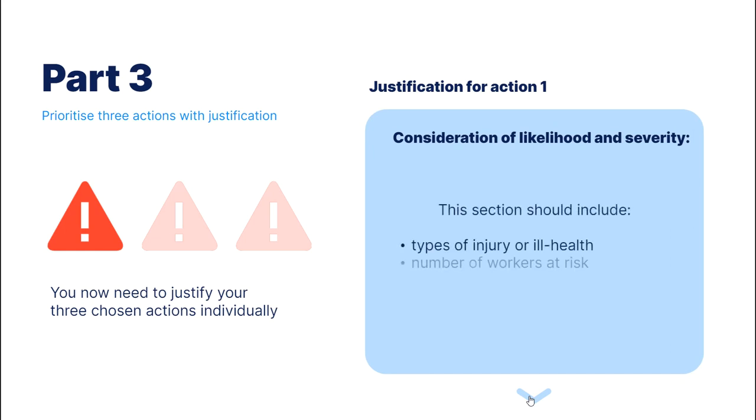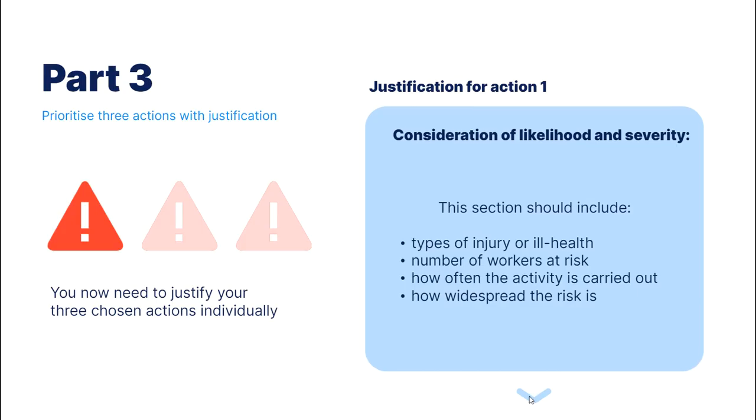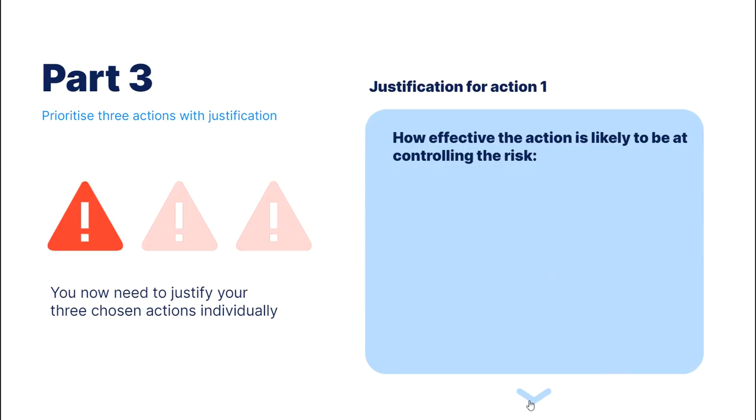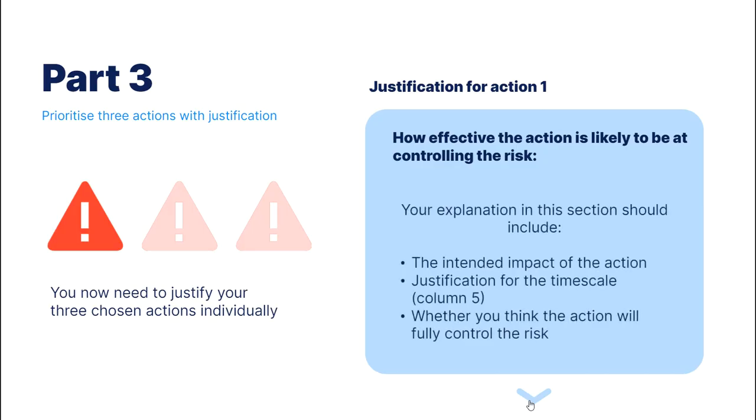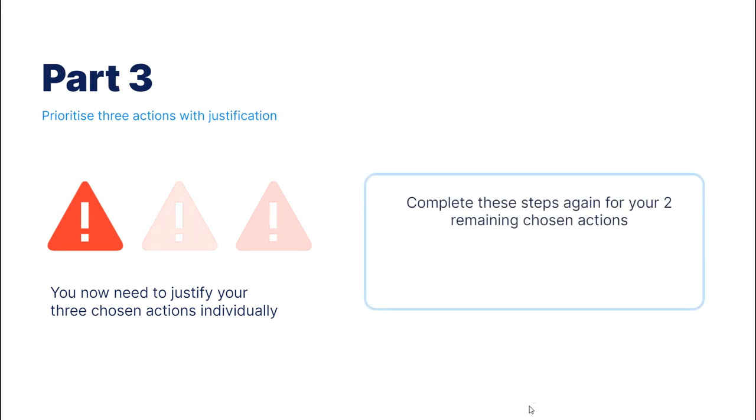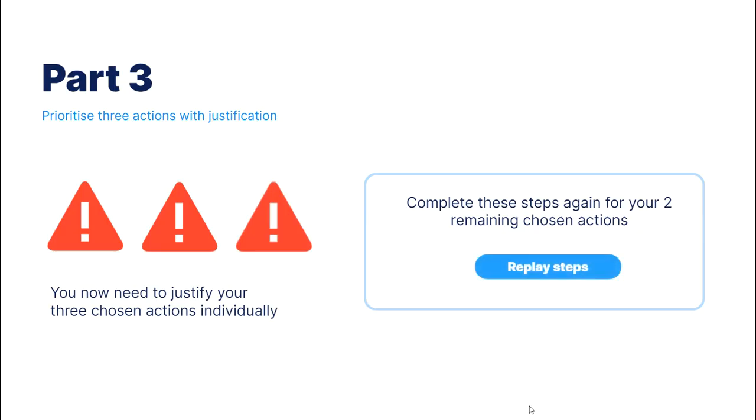In this section, you should include types of injury or ill health, number of workers at risk, how often the activity is carried out, and how widespread the risk is. And finally, you need to explain how effective you believe the action is likely to be at controlling the risk. Your explanation should include the intended impact of the action, justification for the timescale, and whether you think the action will fully control the risk. Complete these steps again for your 2 remaining chosen actions.